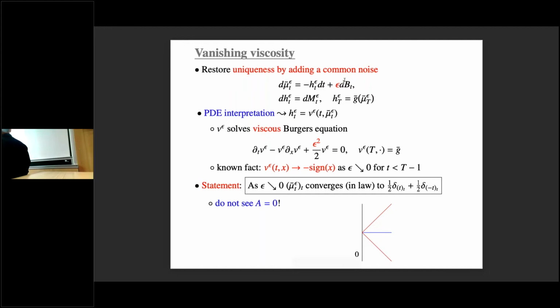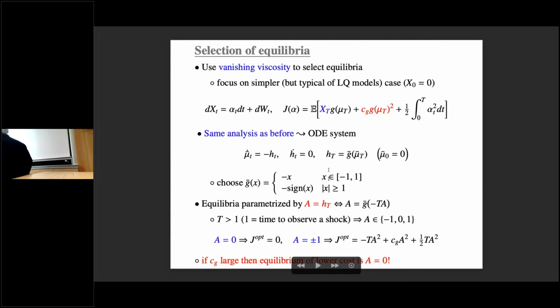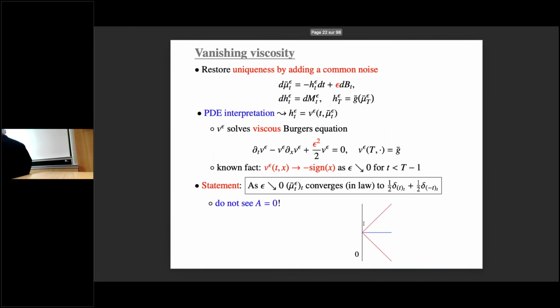But since epsilon is very, very small, after some point, you would see the impact of the drift, of the equilibrium value of H. And what I tell you here is that, in fact, this optimal value, you have to remember that this was A in the notation that I used before. So what you see when you put a little viscosity is that the drift is going to push me. Let me switch to this picture.